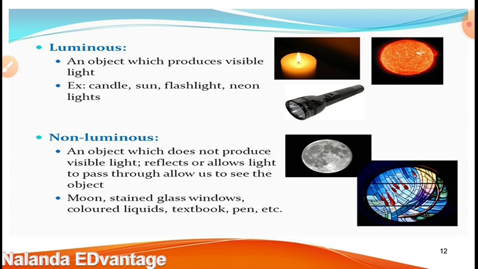Moon, stained glass windows, colored liquids, text box, pen and so many others, planets, moon, all these are your non-luminous objects. Basically, they do not have light of their own and they reflect the light of any visible source.